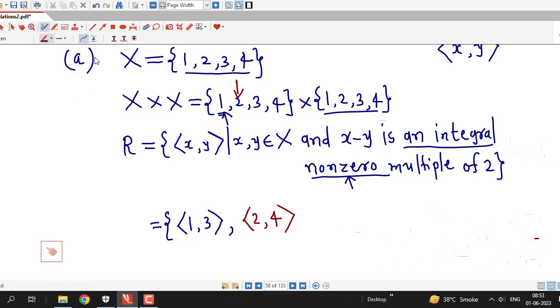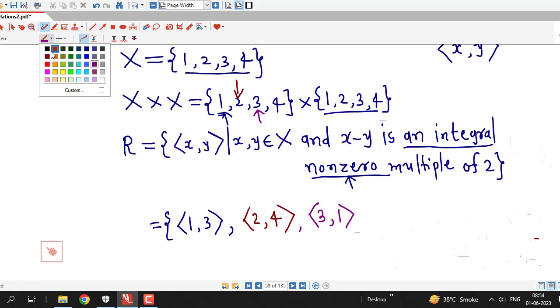So in this way I have to check for each component. Now I fix 3. So we can directly check now (3,1). 3 minus 1 is 2. So it is a multiple of 2, so that is allowed. (3,1) is allowed. Then (3,2). So I have to check whether 3 minus 2 is a multiple of 2 or not. 3 minus 2 is 1, which is not a multiple of 2. (3,3) is not allowed, the difference is 0. (3,4). So 3 minus 4 is minus 1, which is not a multiple of 2.